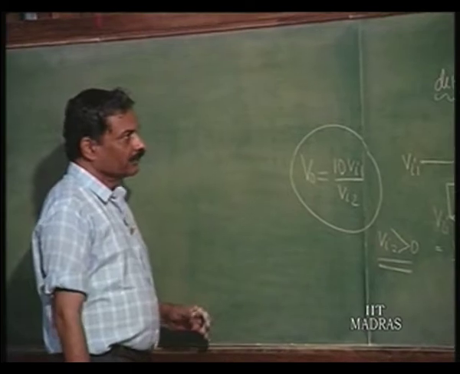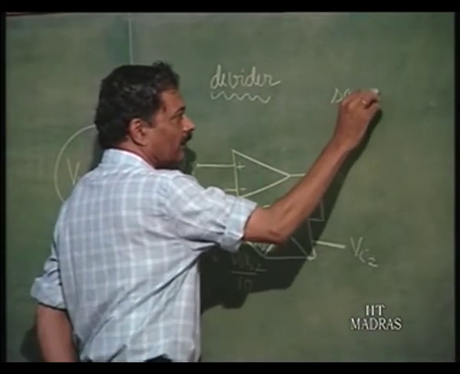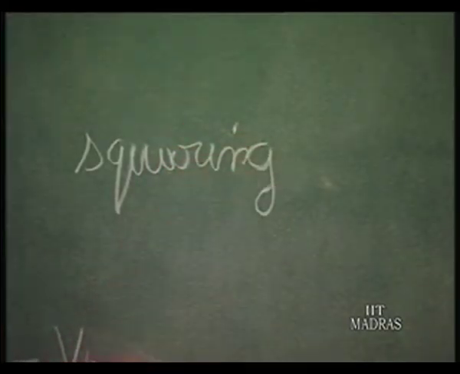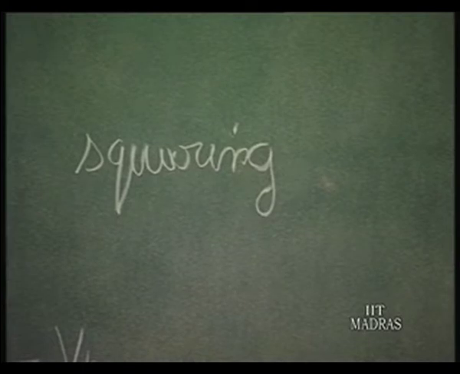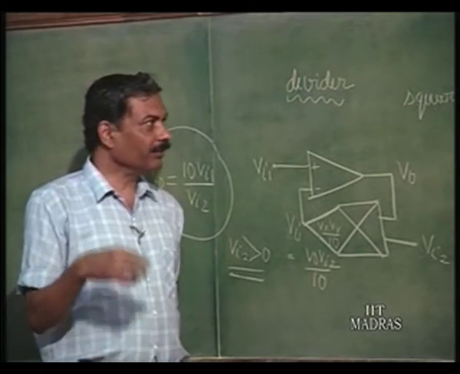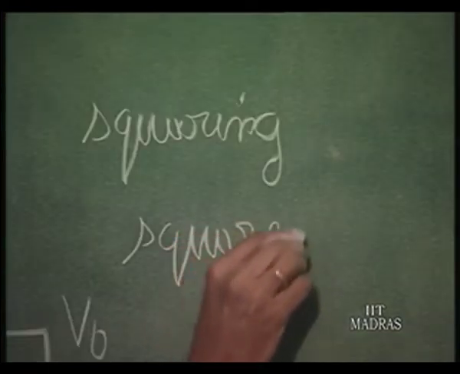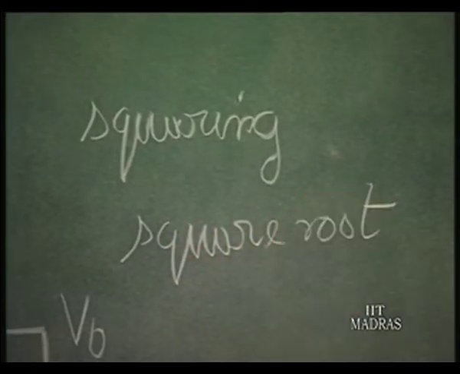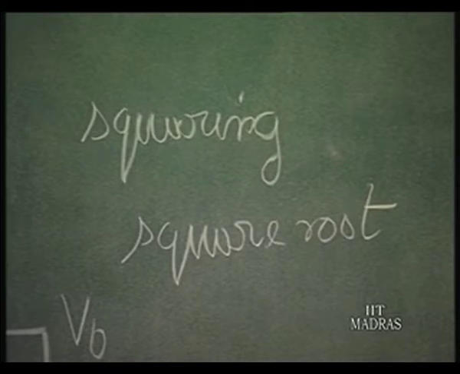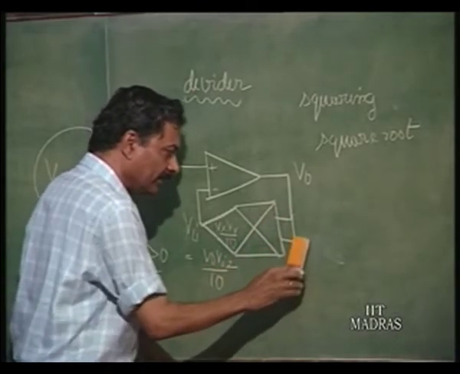Now, this also can be used for squaring. How do you do squaring? You do squaring simply by connecting both the inputs to the same thing, Vx and Vx. So, output will be Vx squared by 10. But we would like to do square rooting, let us say. How do you do square rooting? Square rooting can be done by simply connecting this squaring circuit in the feedback path.